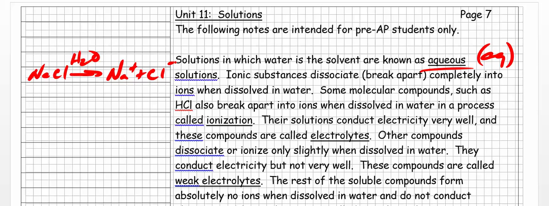Now, some molecular compounds such as HCl also break apart into ions and are dissociated in water in a process called ionization. So this process of formation of ions is called ionization. Well, that would make sense, right? And their solutions conduct electricity very well. And these compounds are called electrolytes, okay? Electrolytes.